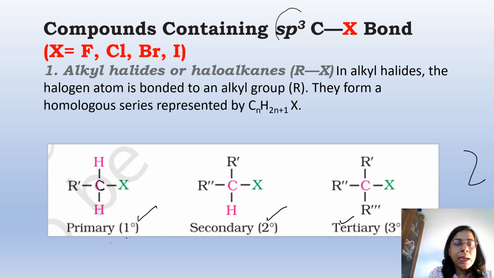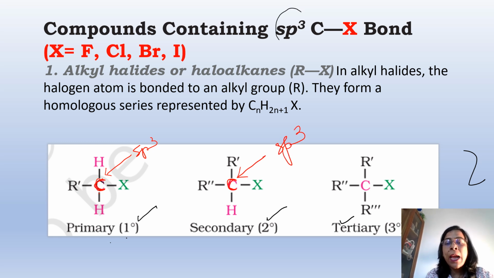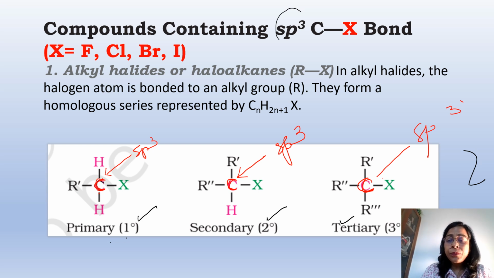This carbon in the center has single bonds all around. So can we assume that this is an sp3 hybridized carbon? This carbon again, the middle one, has single bonds all around. Therefore, it is sp3 hybridization once again. And this carbon is also surrounded by single bonds all around. Therefore, I'll call it an sp3 hybridized carbon once again.